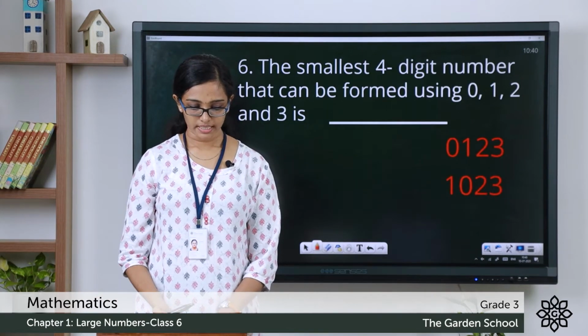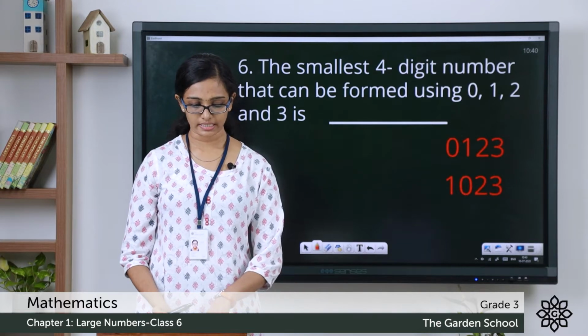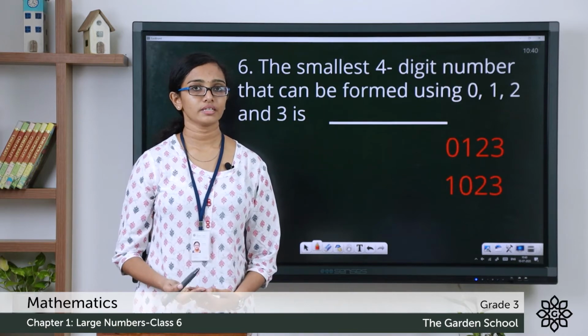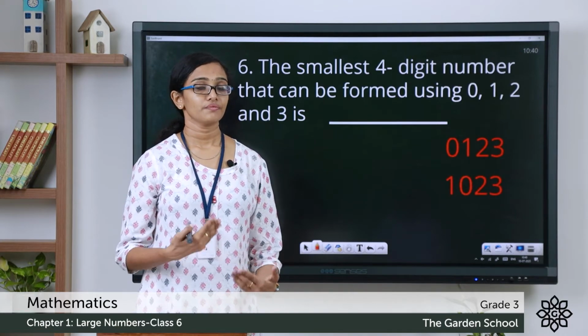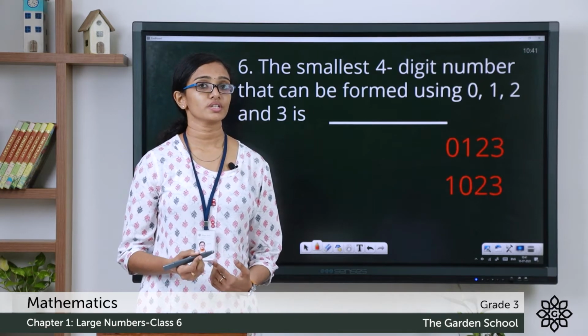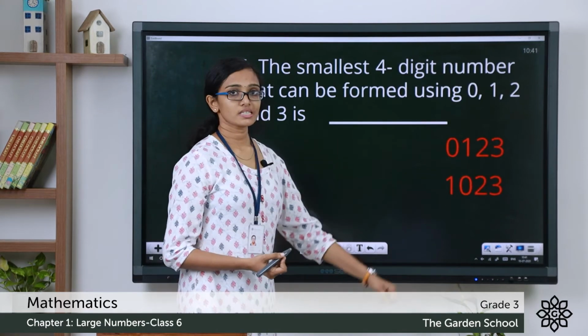Let's move on to the next question. The smallest 4-digit number that can be formed using 0, 1, 2 and 3 is dash. See, how do we form the smallest possible number? We have to arrange the given digits in ascending order, and we have learned if 0 is given as a digit, we don't use 0 as the first digit. We have to put 0 as the second digit.